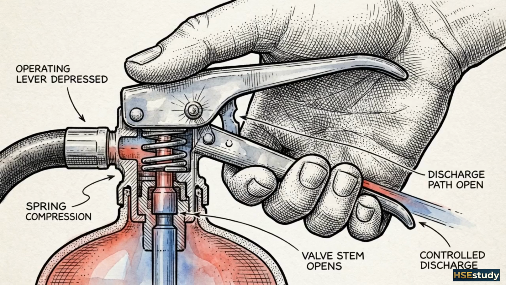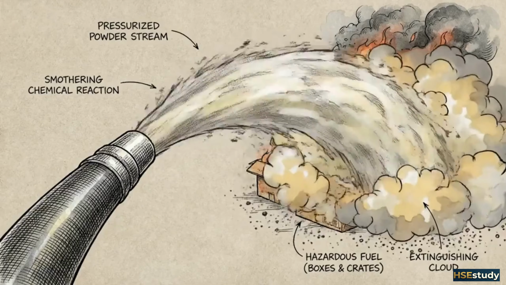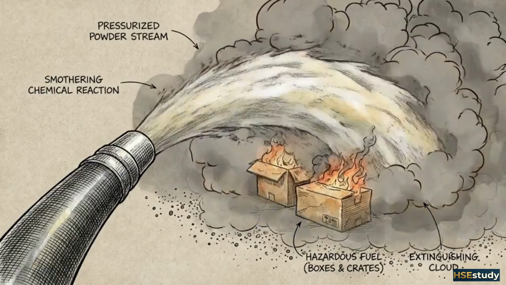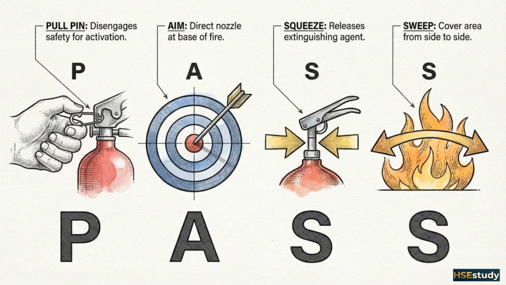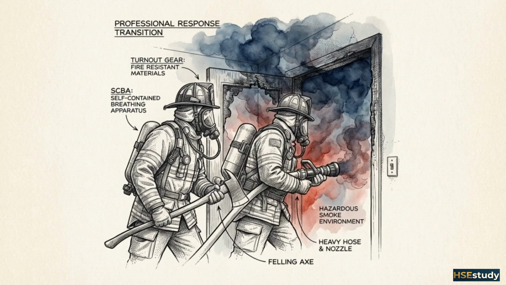Third, squeeze the handle using an even, controlled pressure to discharge the compressed agent. Finally, sweep side to side. Cover the entire fuel source with the extinguishing agent to smother the reaction and prevent reignition. PASS is a tactical protocol designed to bypass panic and apply the chemical agent as efficiently as possible. A portable fire extinguisher is a temporary bridge. It is a first line of defense intended strictly to suppress a hazard until professional responders take control.